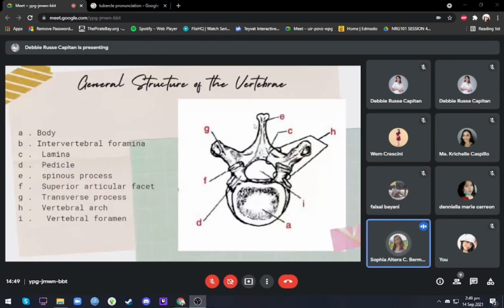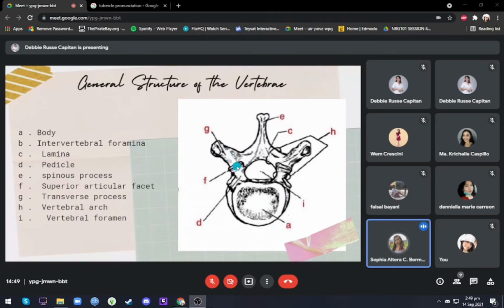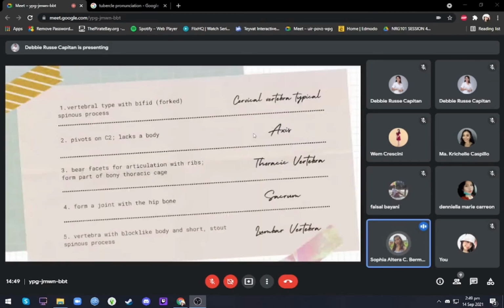For the general structure of the vertebrae, as you can see on your screen, letter G is the transverse process, letter F is the superior articular facet, letter D is the pedicle, letter A is the body, letter I is the vertebral foramen, letter H is the vertebral arch, letter C is the lamina, and last, letter E is the spinous process. Next, for the identification of described structures or regions, our answer for number 1 is cervical vertebra, typical.